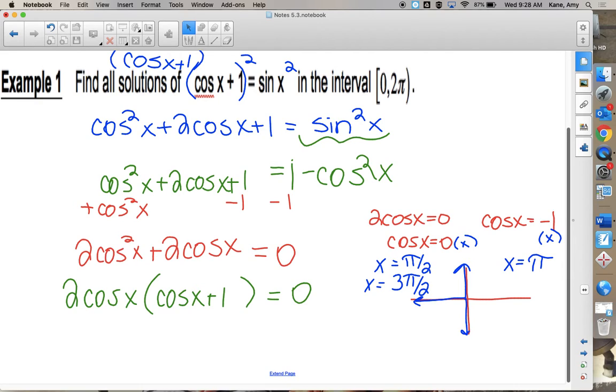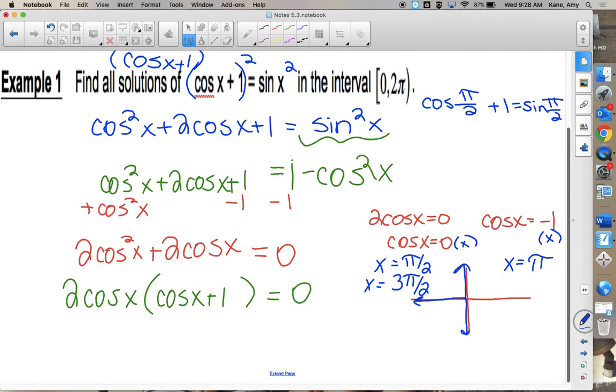Now, there are 3 of them, so all 3 could work. 2 of them could work. 1 of the 3 could work. When you check it, go back to the original. And it isn't a hard check. It's not too bad. But we're going to plug in the angle of pi over 2 into the original problem. So we have the cosine of pi over 2 plus 1 equals the sine of pi over 2. So I'm just kind of showing you how this works. When you check something, you're now plugging an angle in.